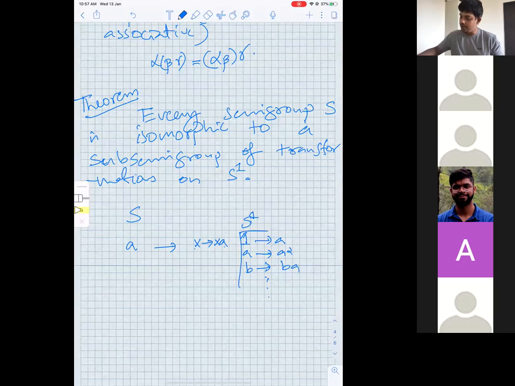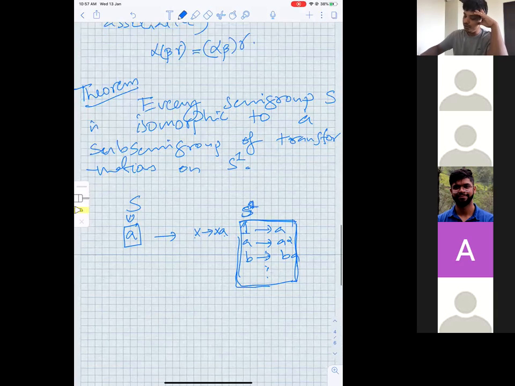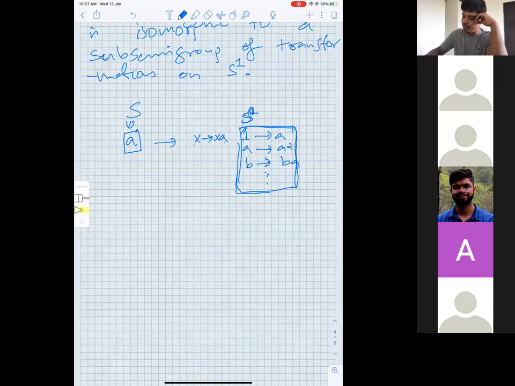Okay. This transformation, I am associating every element A in S1 to this transformation. And now I claim that this mapping forms an isomorphism. Okay, I forgot to tell you one thing. We'll come back to the proof of this one, but let's take a detour and prove that proposition.